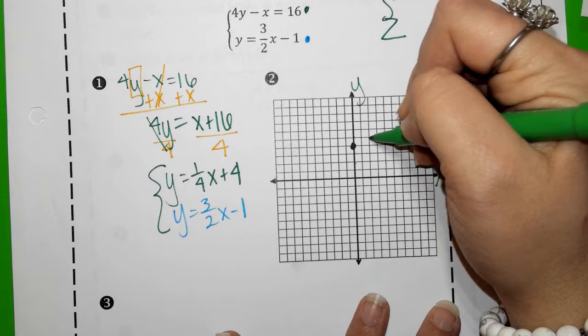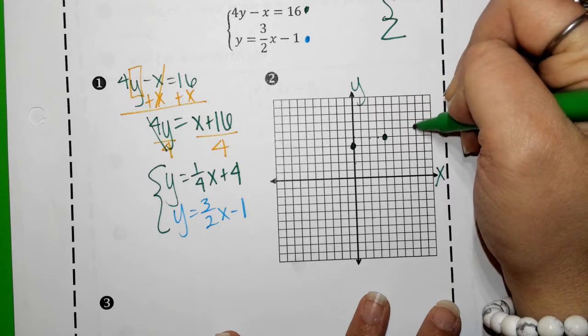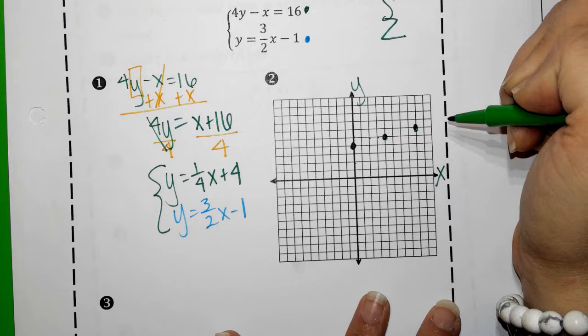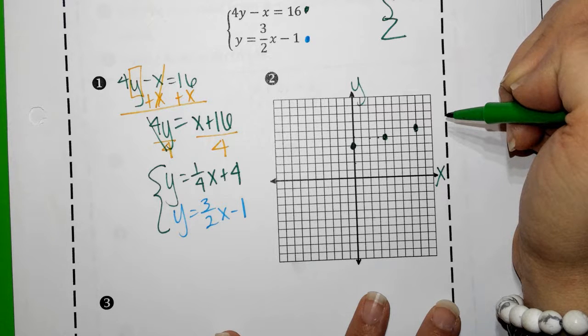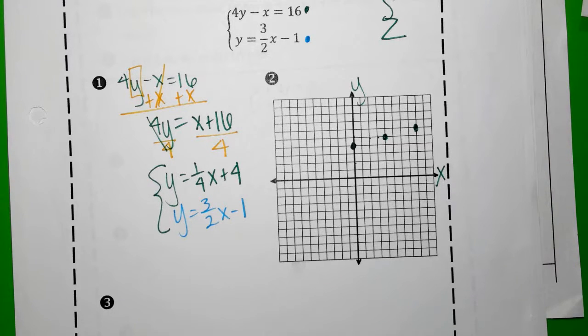Up 1, right 1, 2, 3, 4. Give yourself a point. But you just keep circling the same thing? No. You can keep circling the same thing with your points.